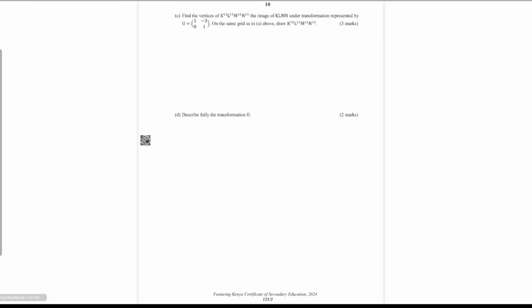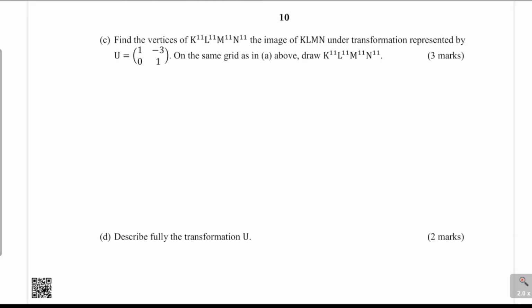Now the next question is here. Find the vertices K double prime, L double prime, M double prime, N double prime, the image of K, L, M, N, under a transformation represented by U. On the same grid, draw it. You have this matrix U that is transforming. So we have 1, 0, negative 3, and 1.